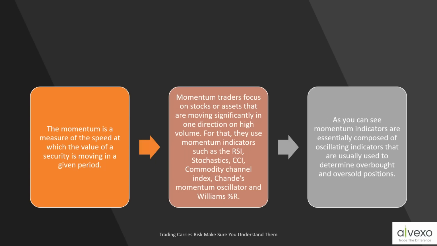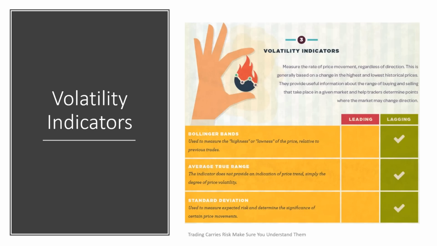The momentum is a measure of the speed at which the value of a security is moving in a given period of time. So as you can see, momentum indicators are essentially composed of oscillating indicators that are used to determine overbought and oversold. Now, if you notice, volatility indicators all fall into lagging, because you have to see the volatility after the price moves.